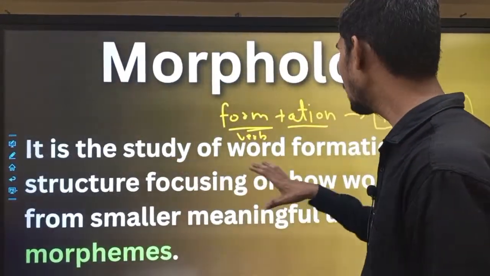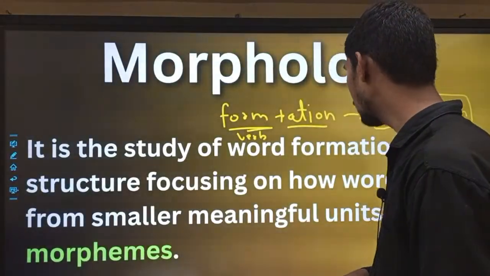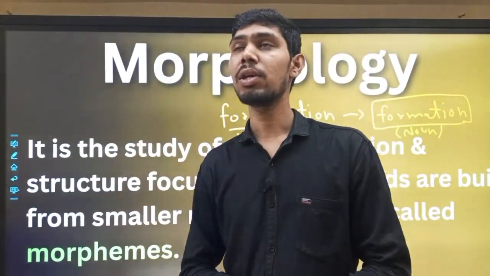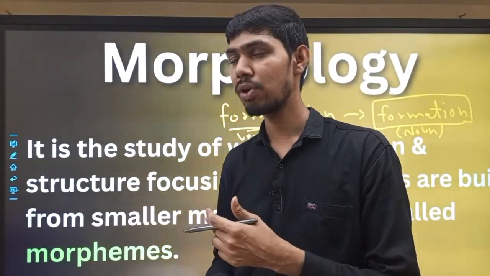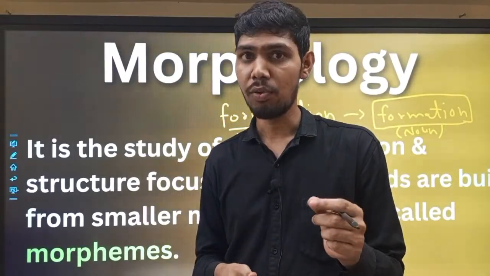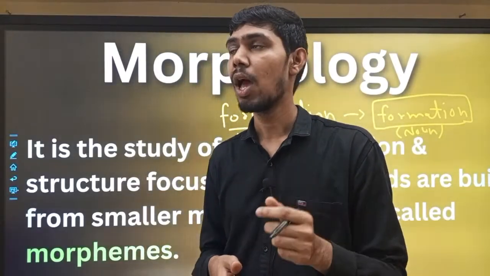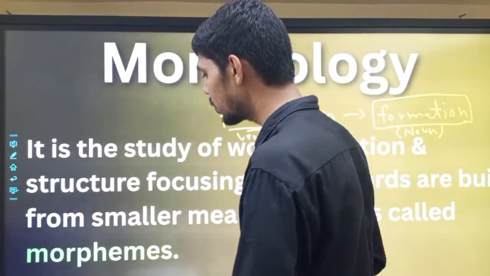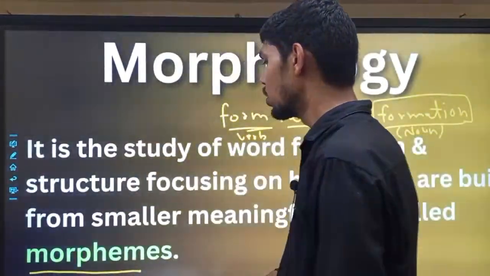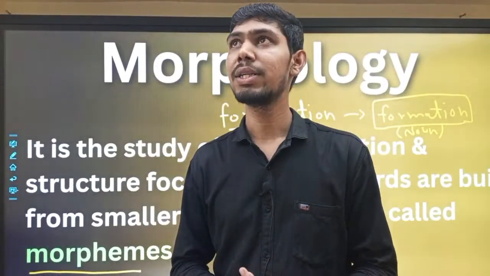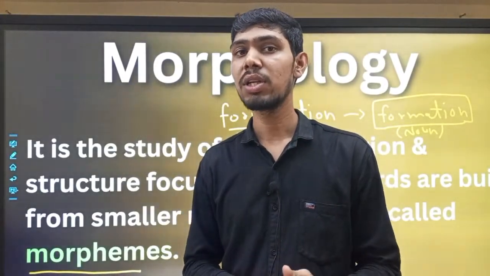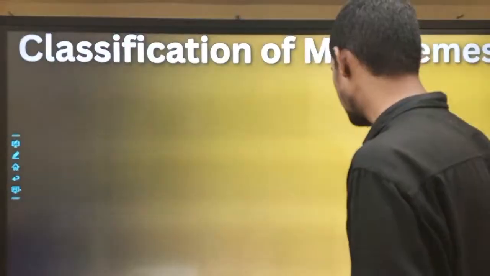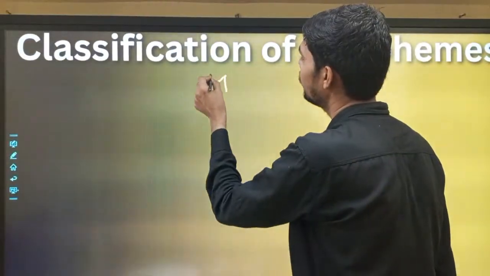Okay, so it is the study of word formation and structure, focusing on how words are built from smaller meaningful units called morphemes. The smallest unit of a word is called a morpheme. Earlier we studied phonology, where the smallest unit of sound is called a phoneme. So here the smallest unit of word is called a morpheme. It has some types, so we study the classification of morphemes.